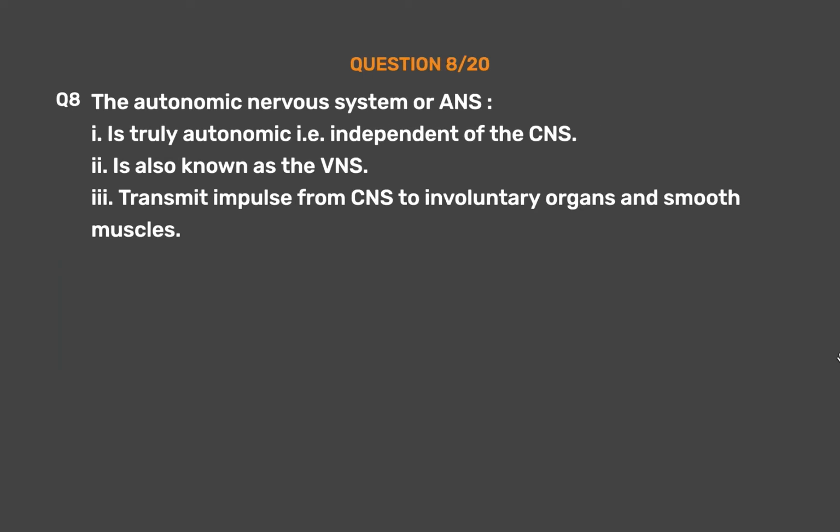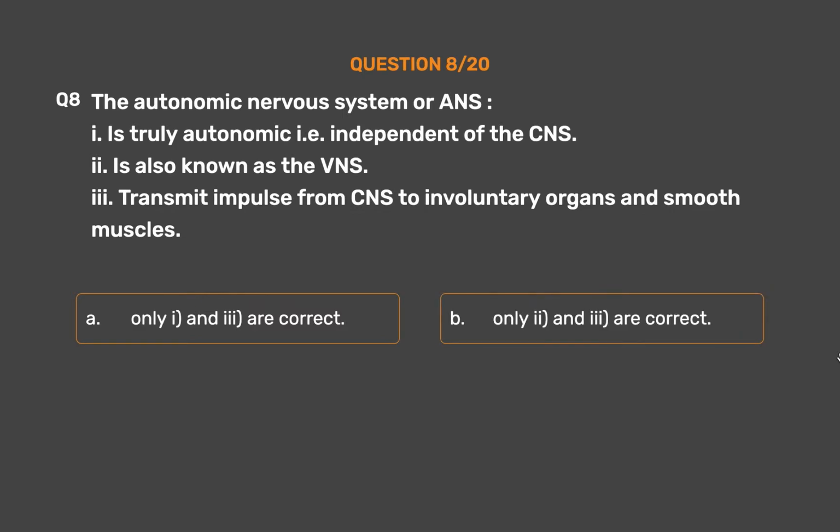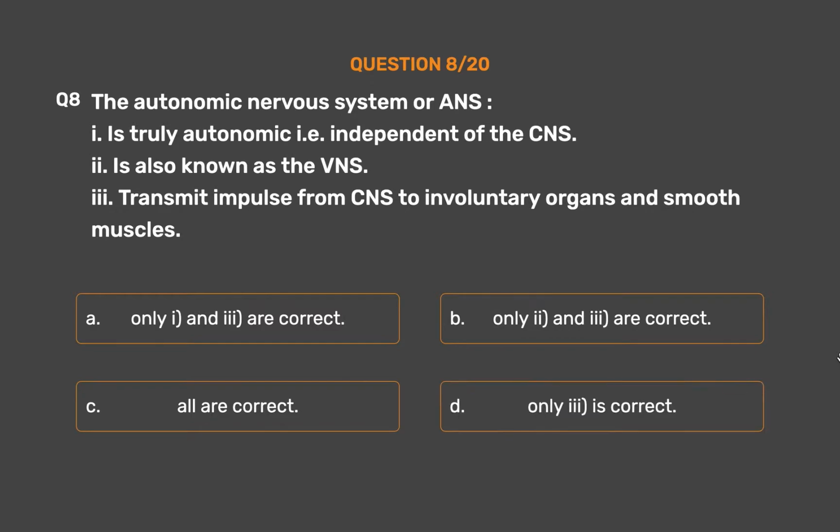Question number 8. 1. The autonomic nervous system or ANS is truly autonomic, i.e. independent of the CNS. 2. Is also known as the VNS. 3. Transmit impulse from CNS to involuntary organs and smooth muscles. Option A. Only 1 and 3 are correct. Option B. Only 2 and 3 are correct. Option C. All are correct. Option D. Only 3 is correct.